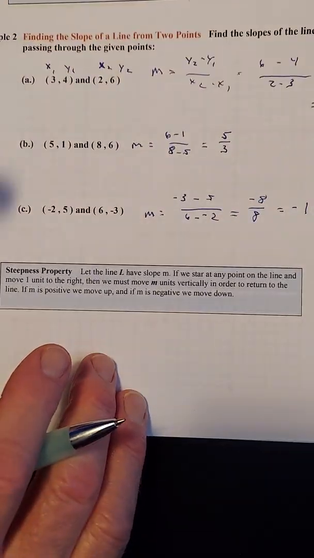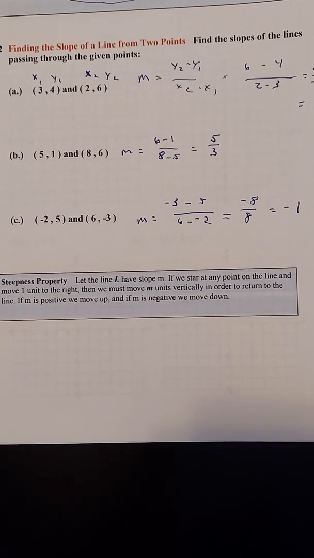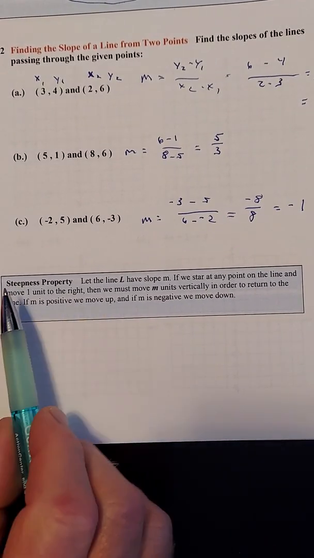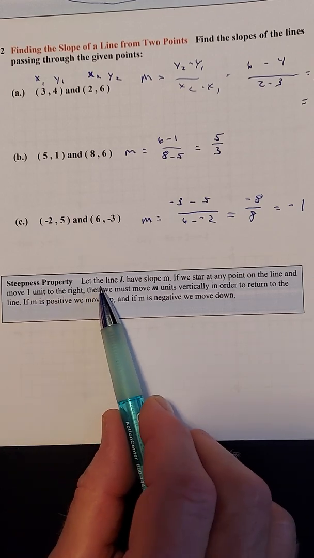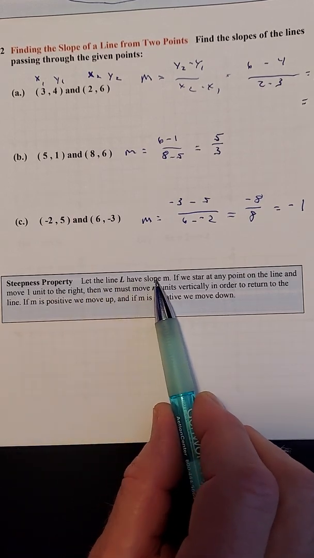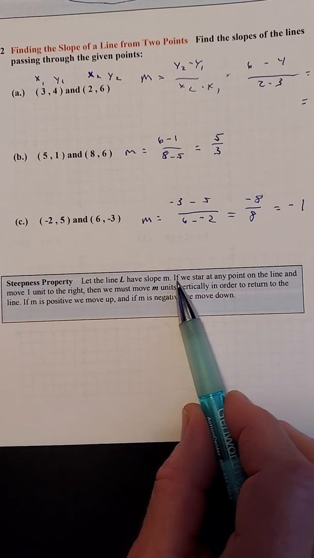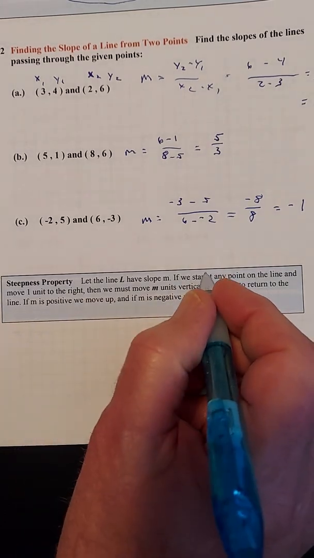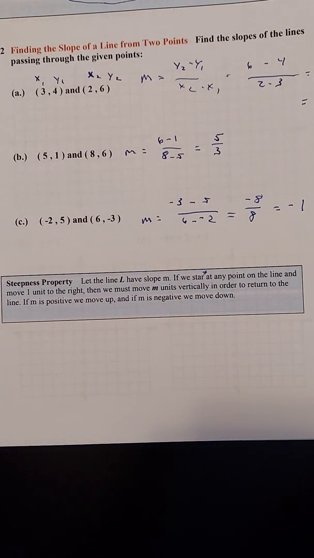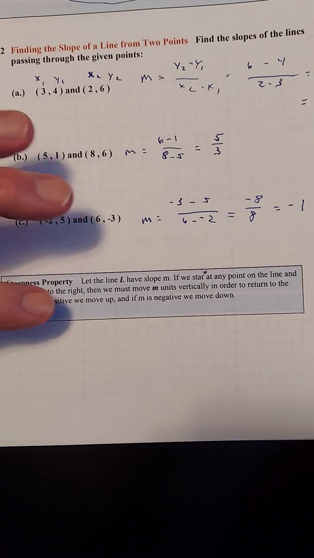The next thing they talk about, and I've never really used this before, but it's okay, is the steepness property. So let the line L have a slope of m. If we start at any point on the line and move 1 unit to the right, then we must move m units vertically, meaning up or down, in order to return to the line. If m is positive, we move up, and if m is negative, we move down. Okay, let me show you what that means.